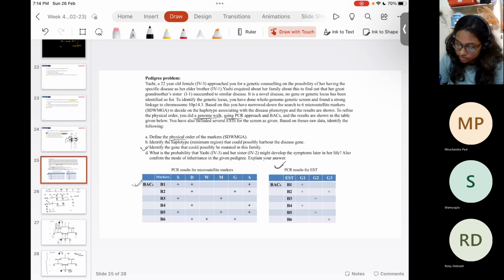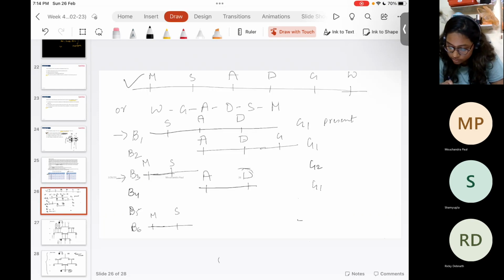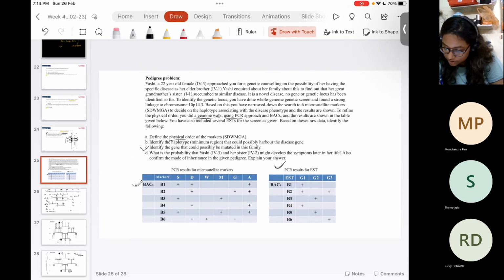For B6, I was not writing B6, I was writing B5, S, M, and A.